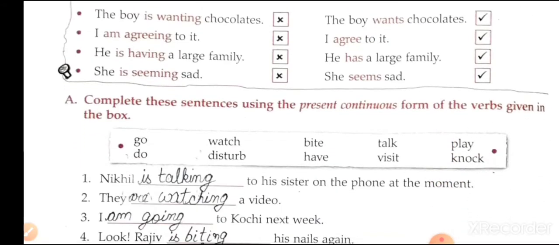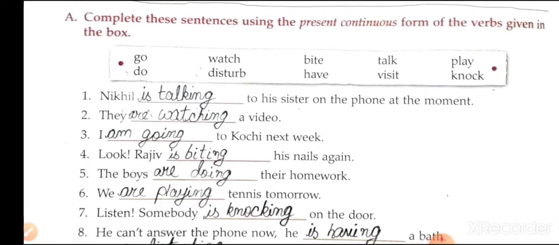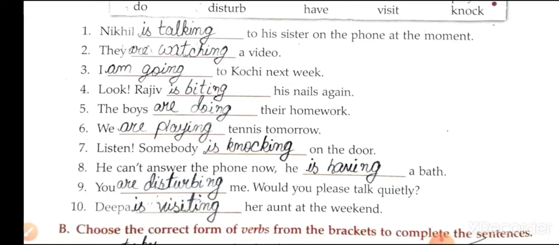Complete these sentences using the present continuous form of the verbs given in the box. Go, do, watch, disturb, bite, have, talk, visit, play, knock. Nikhil is talking to his sister on the phone at the moment. They are watching a video. I'm going to Kochi next week. Look, Ravi is biting his nails again. The boys are doing their homework.